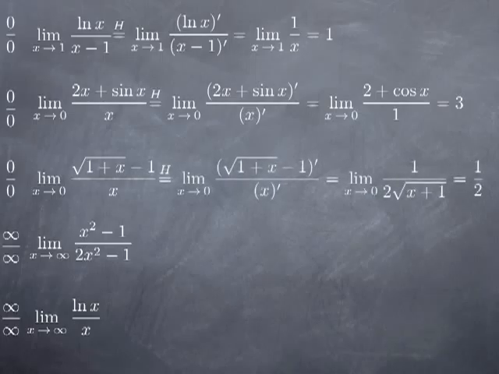For the third one, again, we already have verified the assumptions for the rule of de L'Hopital, so applying it, we get that the limit is the same as the limit of the quotient of the derivatives. Derivative of root of 1 plus x minus 1 is just 1 over 2 root of 1 plus x. Derivative of x is 1, so we just get the limit at 0 of 1 over 2 root of x plus 1, which is 1/2.